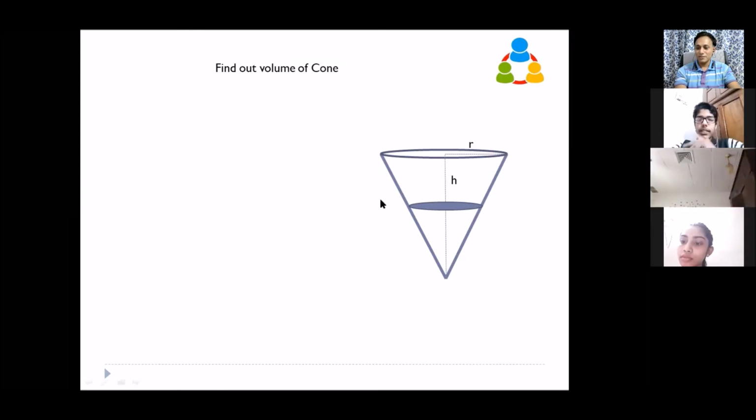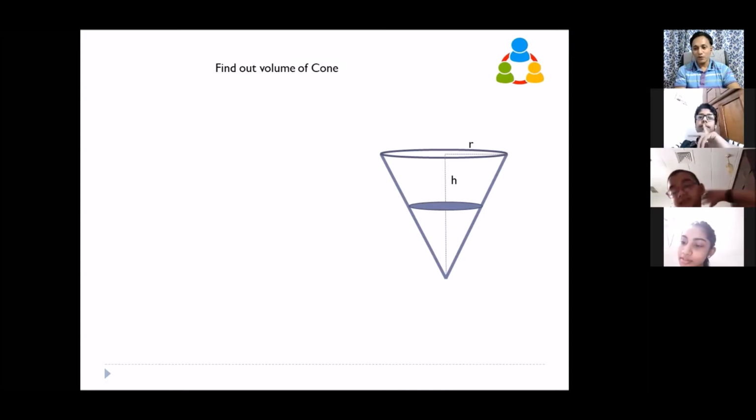Yes, sir. So it is pi r square by 4, right? Yes. Assuming 1 centimeter thickness, it is pi r square by 4 into 1 into h, so you will get pi r square by 4 into h, or 1 by 4 pi r square h, right? Yes, sir.